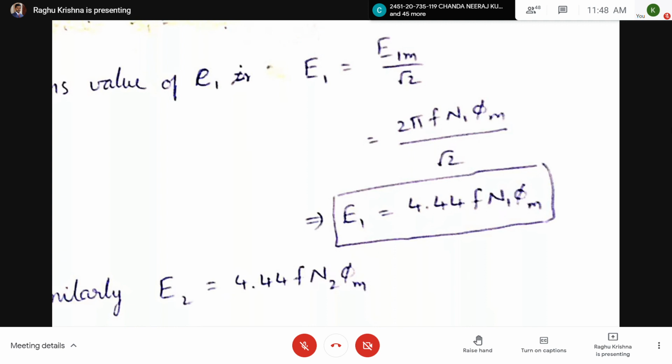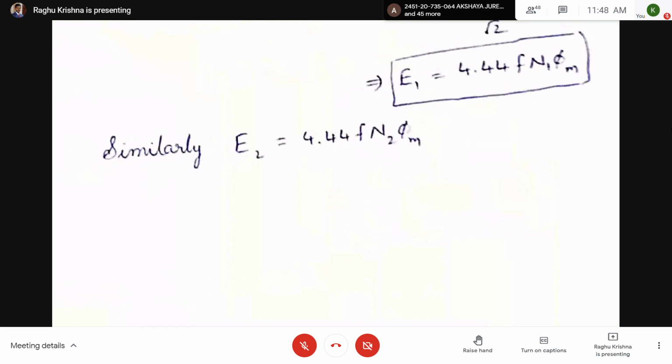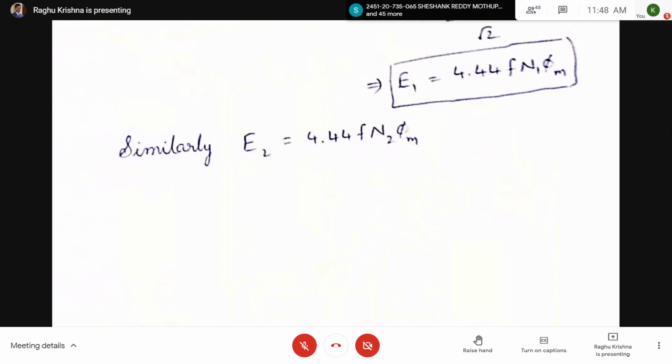If you see the equations, the only difference is the number of turns. In E1 we have N1 and in the E2 equation we have N2. So this is about the EMF equation.